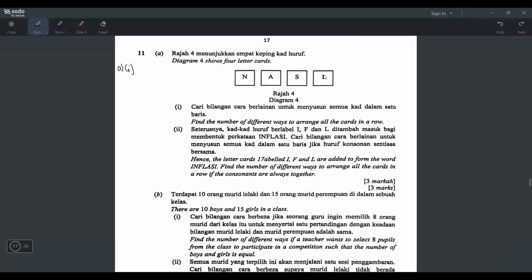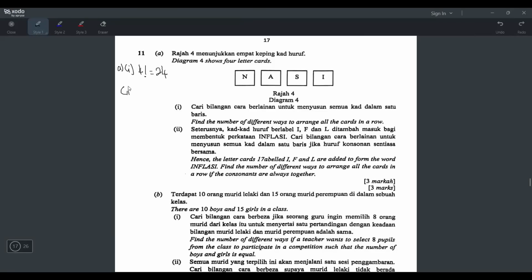And they are all different letters, and you want to arrange them in a row. So 4 letters arranged into 4 empty spots will be 4 factorial, 4P4, or 4 factorial. And the answer is 24, right? And there is no identical object here. So yeah, that's the answer.